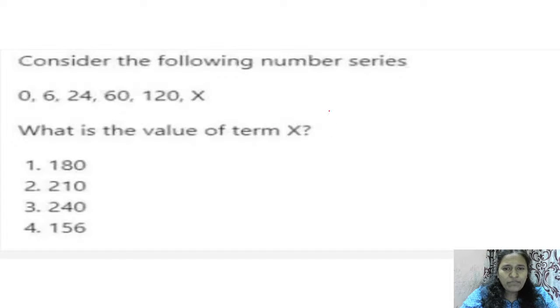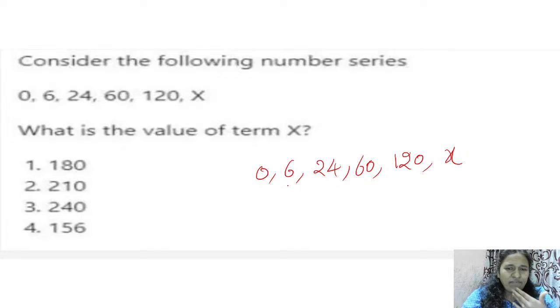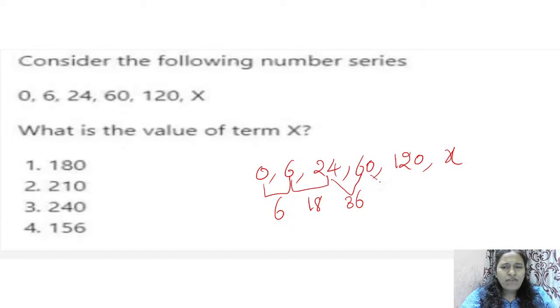Then the next one is the same. They give one series: 0, 6, 24, 60, 120, x. Now first we will see what is the difference between these two. 6. What is the difference between these two? 18. And what is the difference between these two? 36. And what is the difference between these two? 120. What is the difference? We don't know.